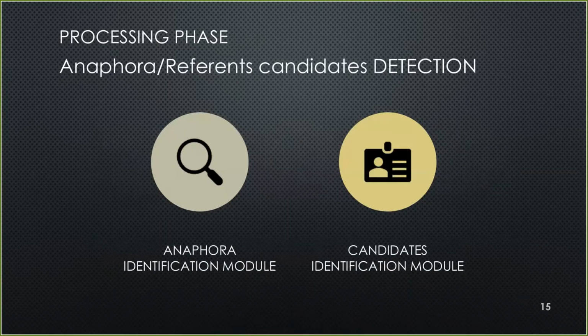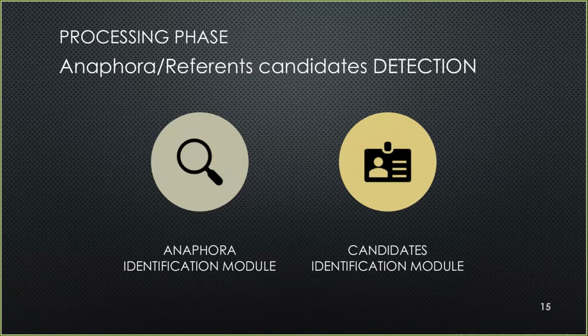Moving on to the processing phase, we have two main modules in order to detect the anaphora and its candidate or referent. The anaphora identification module focuses on identifying the anaphora by referring to the grammatical code, which is based on the Madamira tags, of course. The output here is a list of all anaphora in the text with additional information like ID, name, gender, number, and also the sentence number.